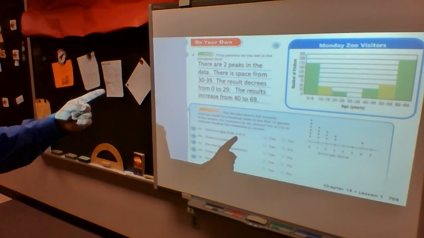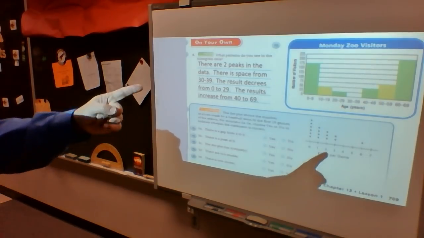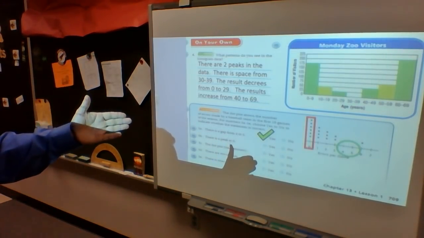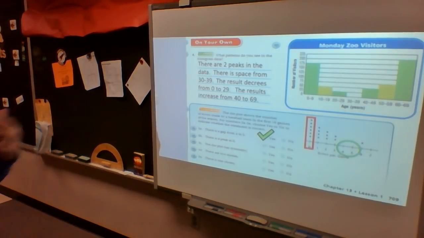There is a gap from 4 to 5. When I look at it, notice 4 and 5, there is a gap. I would have to say, yes indeed, that is a true statement. There is a peak at 0. Peak, once again, is the highest point. I look at 0, that is the highest point, so I would say, yes indeed, that one is correct.